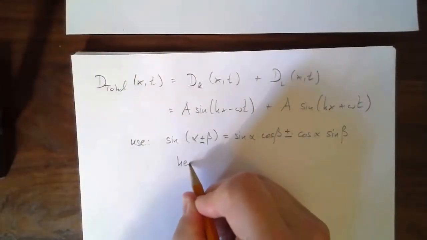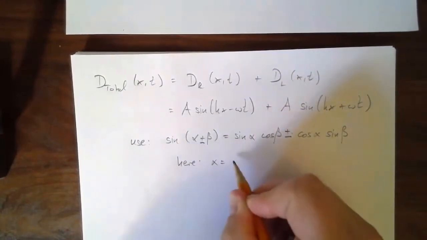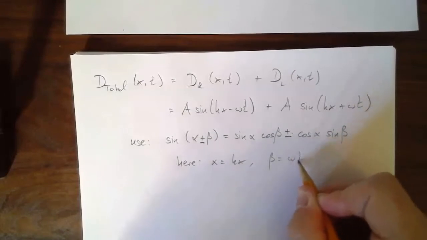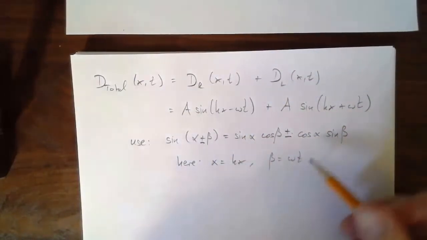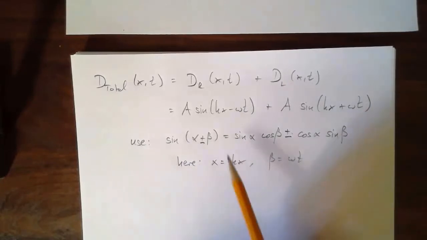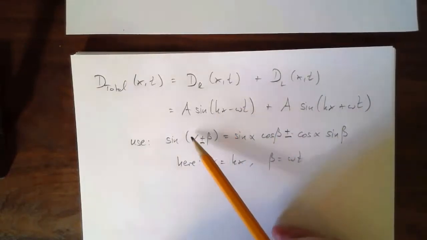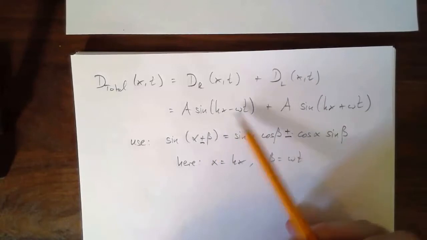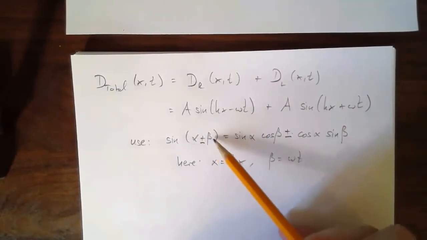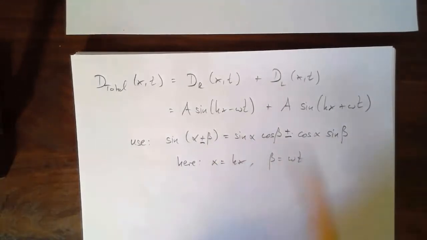So for us, here we have alpha is kx and beta is omega t, right? This is a general identity that you can find in a textbook or online or wherever you look. In our case, the alpha and beta are kx and omega t. They're functions of x and t, but who cares, right? There's still values inside the sine function.